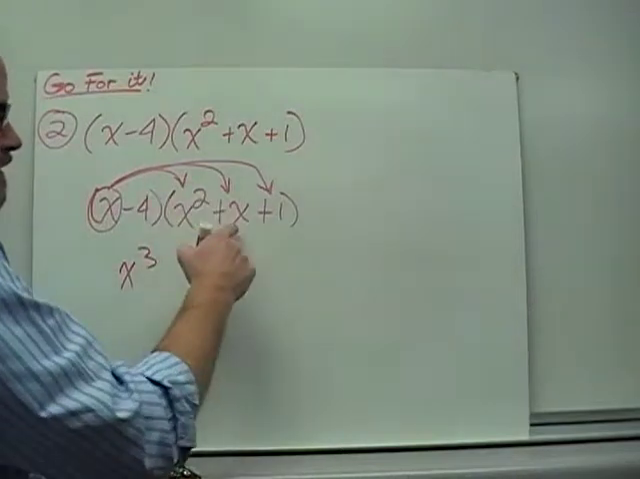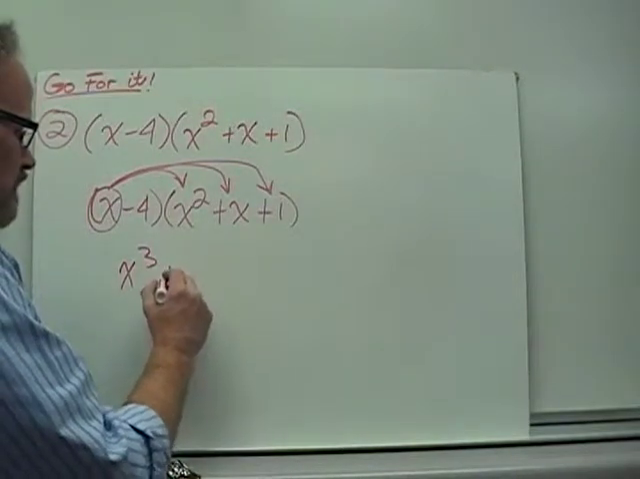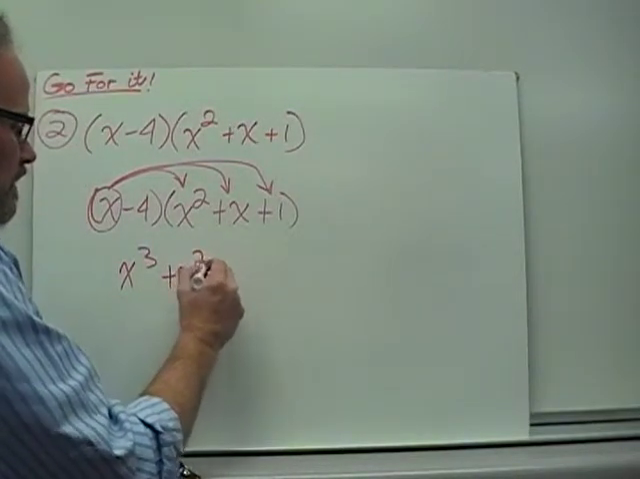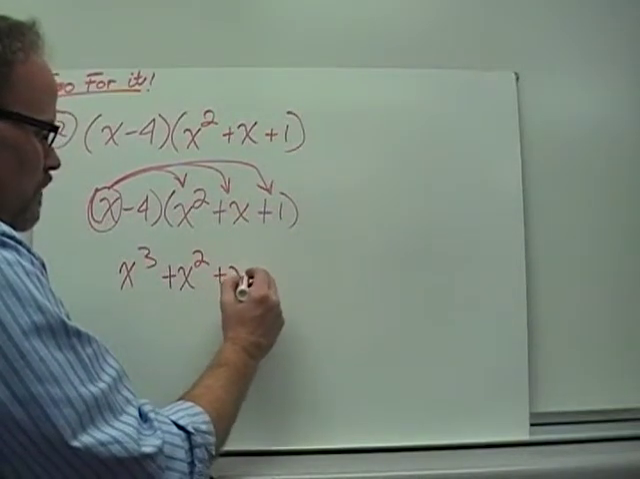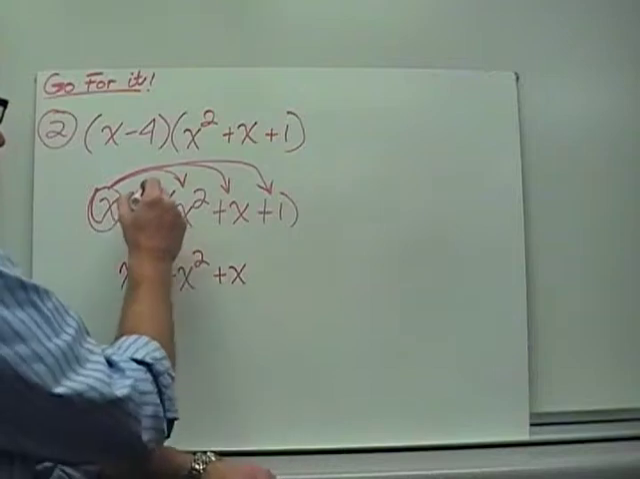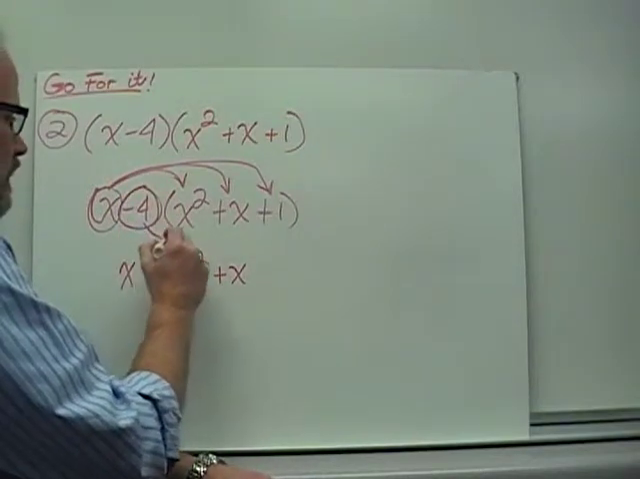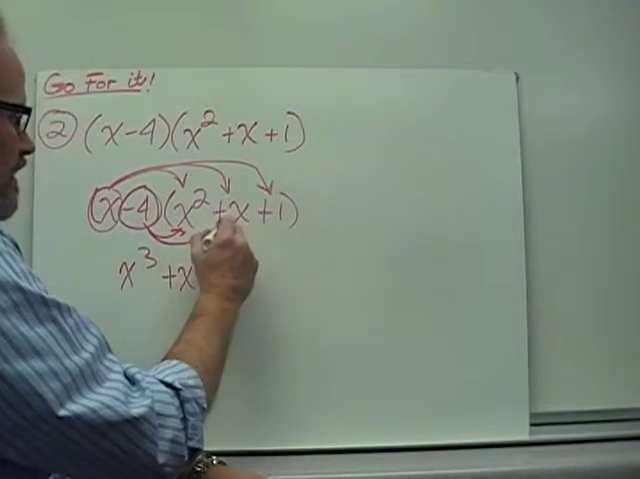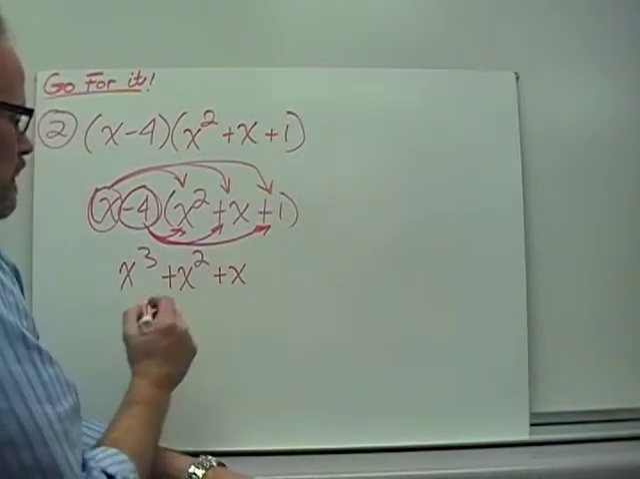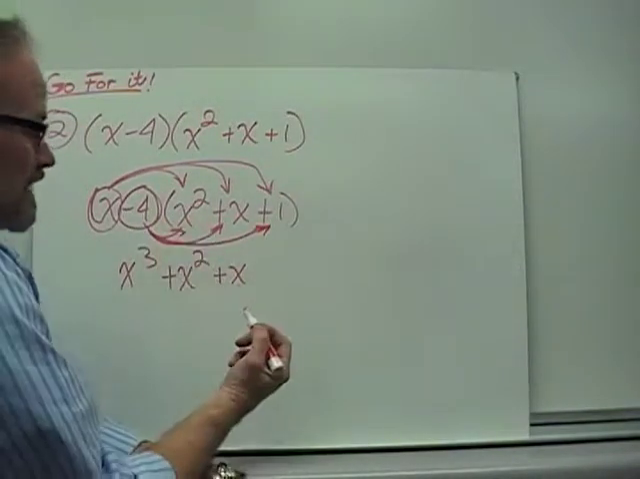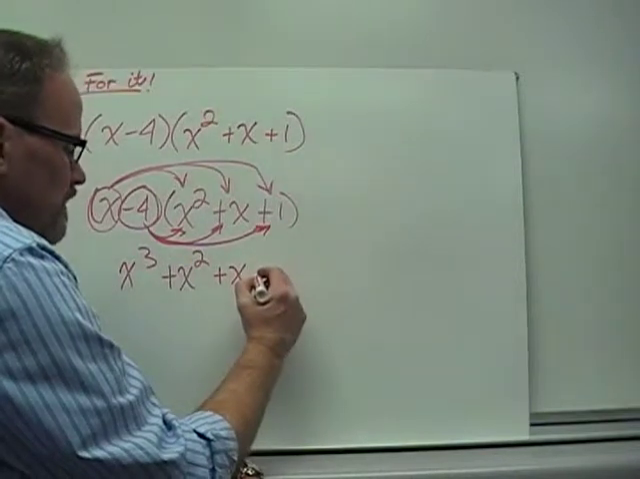A positive x times a positive x gives me a positive x squared. And a positive x times 1 is just 1x. Then I'm going to take the negative 4, and I'll put these arrows on the bottom. And we'll do negative 4 times a negative x squared. I mean a positive x squared.